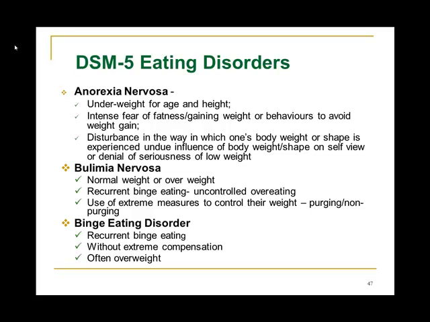Bulimia nervosa, by definition, people are normal weight or overweight, and they have recurrent binge eating or uncontrolled episodes of overeating large amounts of food, and they use extreme measures to control or counteract the overeating and to control their weight. This can be both purging types, such as vomiting or laxative misuse, and non-purging types, such as extreme exercise or extreme dieting and fasting. And there is binge eating disorder, where, as in bulimia nervosa, people can be normal weight or overweight. They have recurrent binge eating episodes, but they do not have extreme compensation, either purging or non-purging, and because of that, they are often overweight.